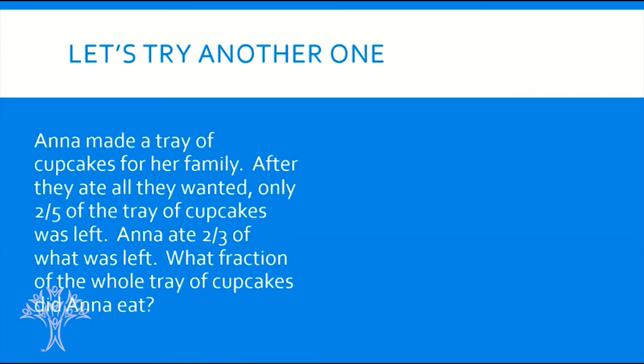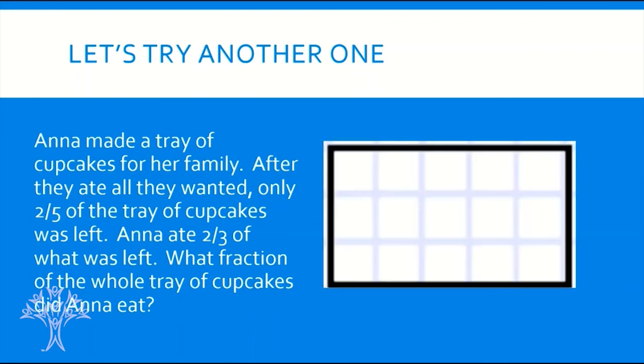How'd it go? I'm curious what array you chose to sketch. I'm seeing that the problem deals with thirds and fifths, so I'm thinking that a 3 by 5 array would be helpful. Then I shaded 2/5 to represent the cupcakes that remained after Anna's family ate most of them.